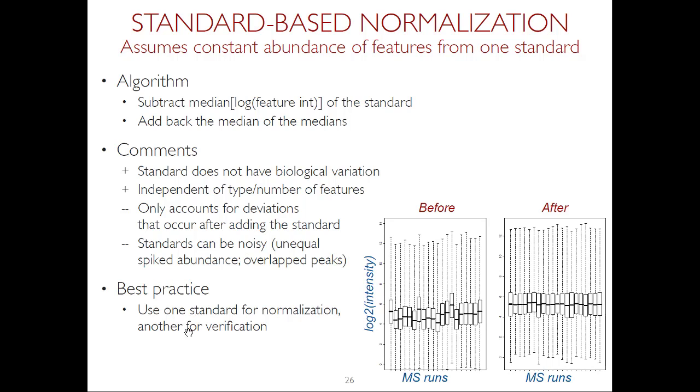And so usually what we came up with in terms of best practice is to use multiple standards, but not use all of them for normalization. Set aside some other standards and just treat them as if they were endogenous intensities. And then after normalization, you look at those standards specifically. So if their profiles got corrected, it means that the normalization worked. And if it goes like that, it means that it was a problem. So that's really what we use for those.